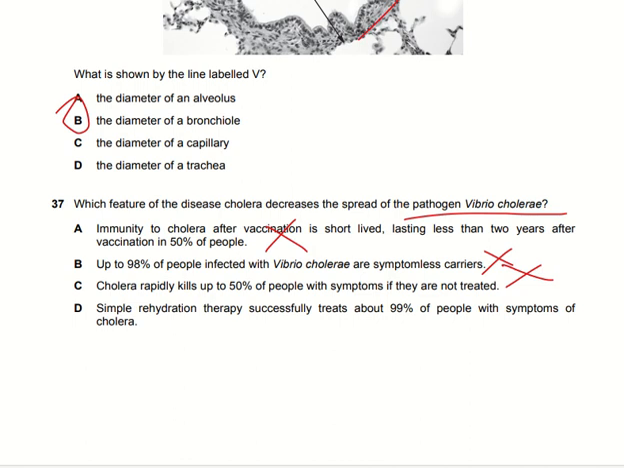Simple rehydration therapy successfully treats about 99% of the people with the symptoms of cholera. It does not, it needs proper antibiotics and proper treatment. So option C we can say here is the right one, because it is the most closely related reason to decrease the spread of the pathogen Vibrio cholerae.